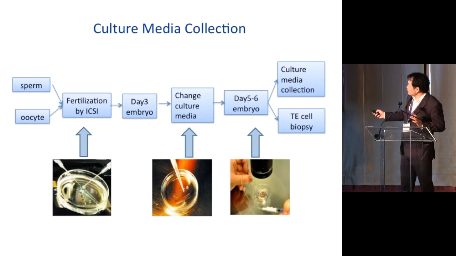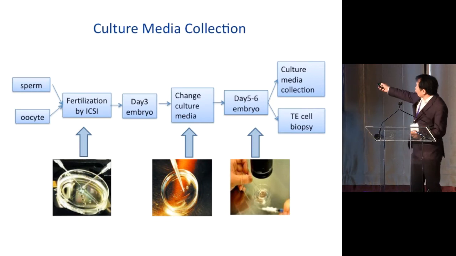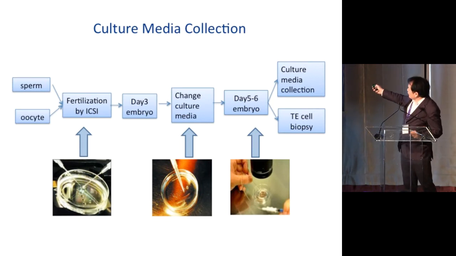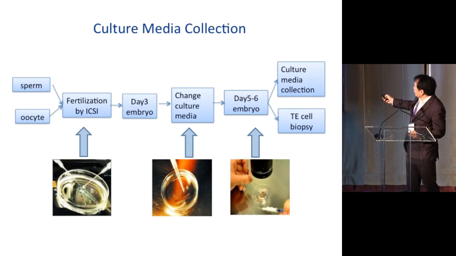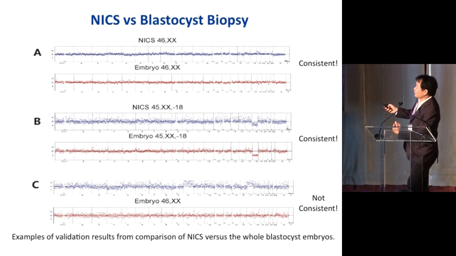On day 3, we change the culture media and then collect the media on day 5, day 6, for sequencing. Now, we verify the result by sequencing the embryo on the 5th day by doing blastocyst biopsy. That's the way everybody is doing it. Okay, so we compare the result of NICS, that's the data from spent culture media, and the blastocyst.